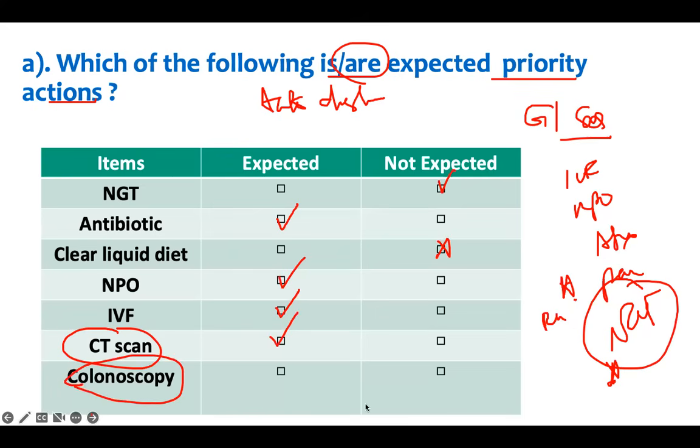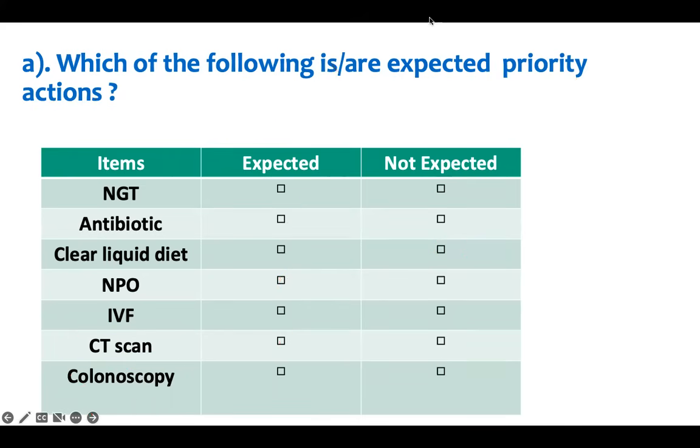Colonoscopy, you don't want to put anything in the rectum when they have inflammation. So no enema, no colonoscopy. So this is wrong. So this is not expected. So this is what is expected: antibiotic, NPO, IV fluid, CT scan. We don't need NGT, we don't need clear liquid diet, we don't need colonoscopy. So that's the first group of questions you should pay attention to.